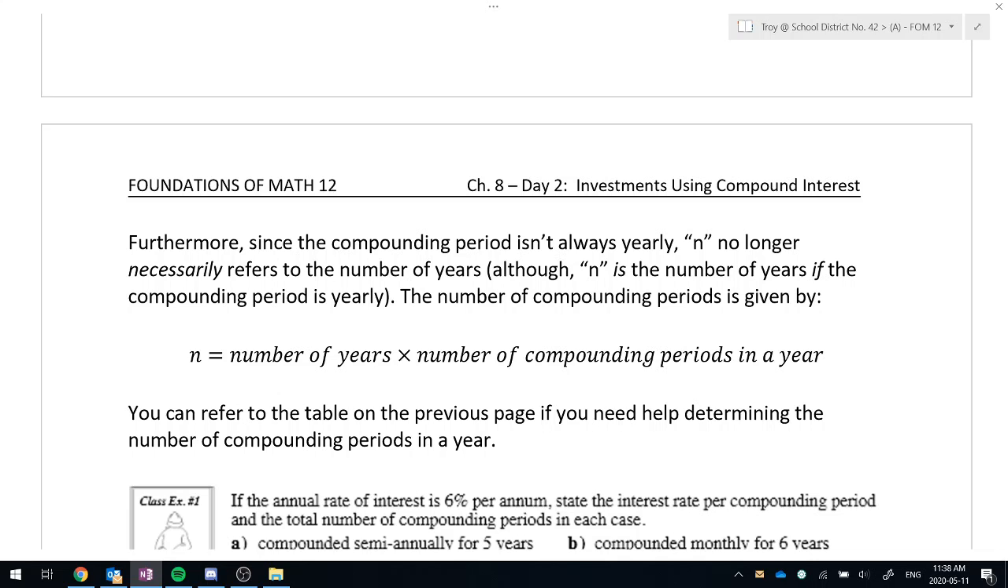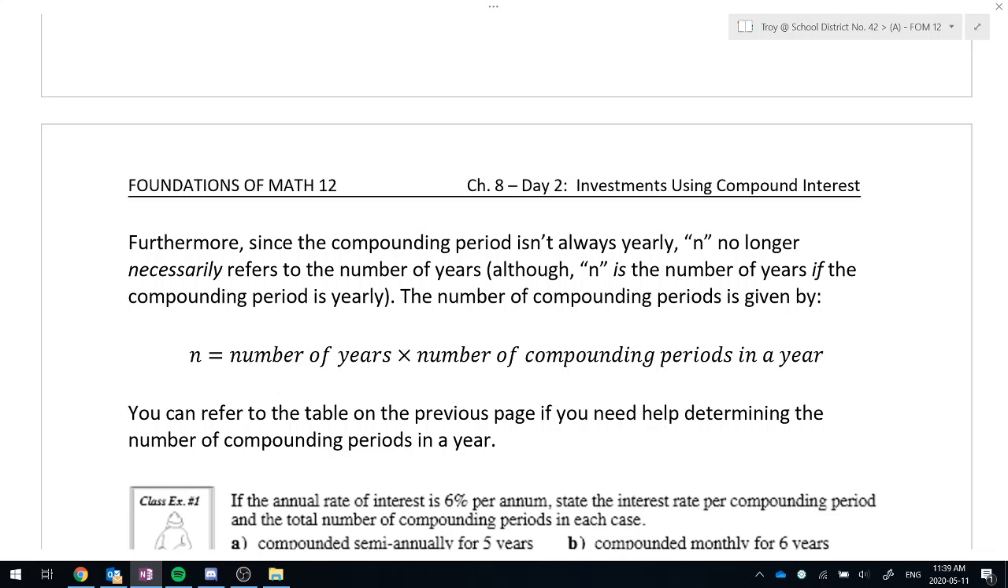So it makes sense, right? If we had a 2-year investment and it was being compounded semi-annually, so that means 2 times a year, that means we would compound it twice in the first year and twice in the second year. So we would have 2 times 2, because there's 2 years and there's 2 compounding periods in a year if it's being compounded semi-annually. So that'd be 4 total compounding periods. Twice in the first year, twice in the second year, total of 4. Okay?